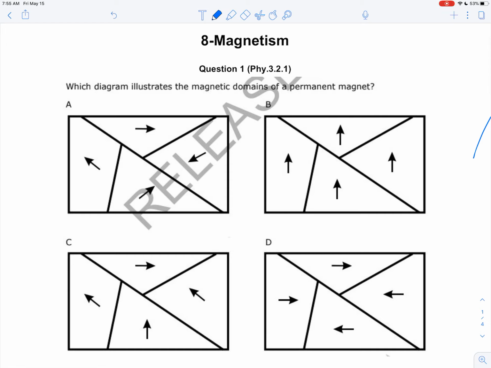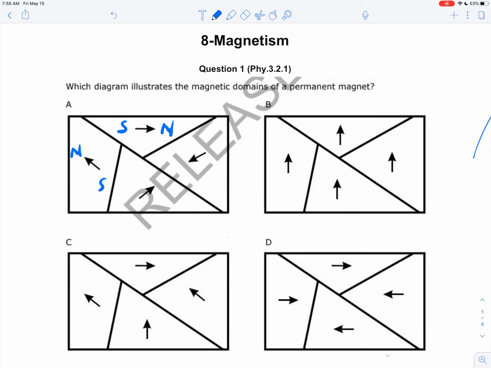So number 1, which diagram illustrates the magnetic field or the magnetic domains of a permanent magnet? Domains are like tiny little magnets themselves, so each domain would have a north and a south pole. So there are regions of an object that can be magnetized, but they're like tiny magnets themselves. And 3 of these stand out. One of them stands out. 3 of them are about the same.